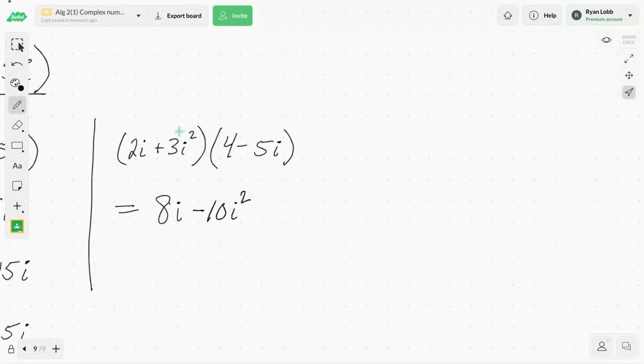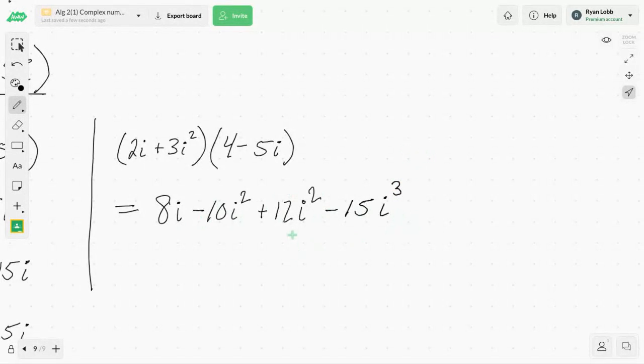Now, positive 3i squared times positive 4. So that's going to be plus 12i squared. And then lastly, positive 3i squared times negative 5i. So there we're going to get positive 3 times negative 5, negative 15, i squared times i, which is i cubed. So minus 15i cubed.